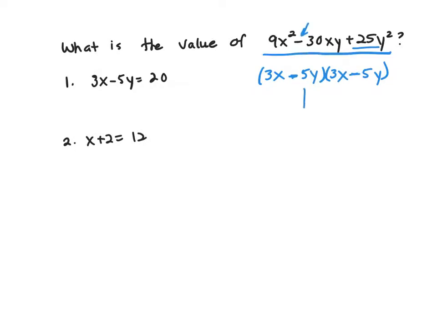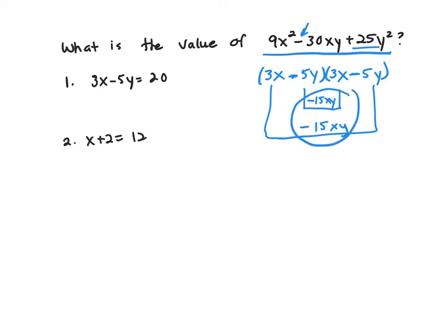If you check your middle term to see if you get negative 30xy, multiply your insides, and that's negative 15xy. Multiply your outsides, that's negative 15xy. And if you combine those, you get negative 30xy. So I know I have factored correctly.